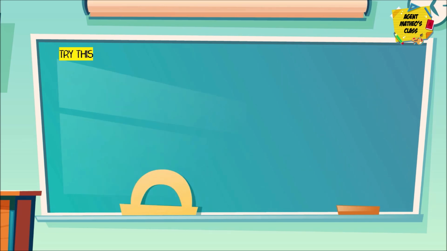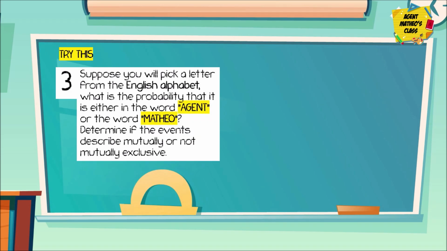Let us have our third problem. Suppose you will pick a letter from the English alphabet. What is the probability that it is either in the word agent or the word Mateo? Determine if the events are mutually or not mutually exclusive. Pause and work for the solution and try to check your answer later. The English alphabet has 26 letters. So, our sample space is 26.